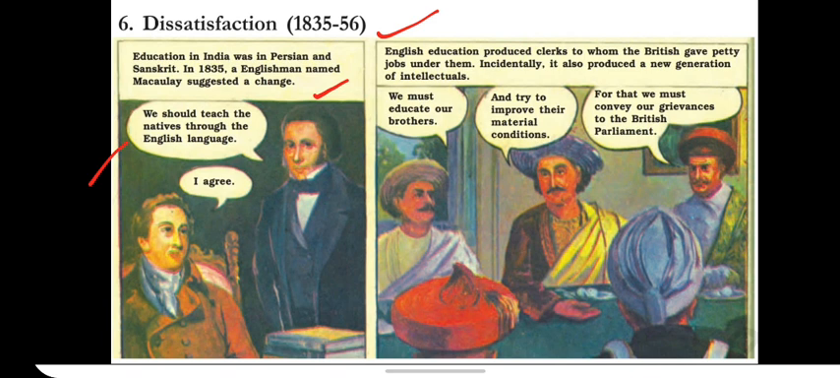On the right side, English education produced clerks to whom the British gave petty jobs under them. Incidentally, it also produced a new generation of intellectuals. Now, because Indian people started getting education in the English language, it produced many clerks, simple office workers, and they were given petty, meaning very small, jobs under British rule. Incidentally, however, the education also gave a new generation of intellectuals.